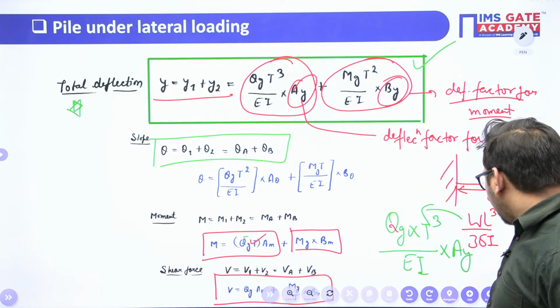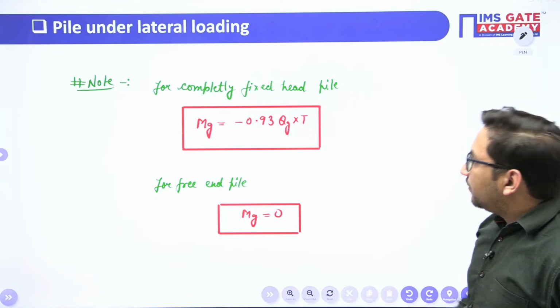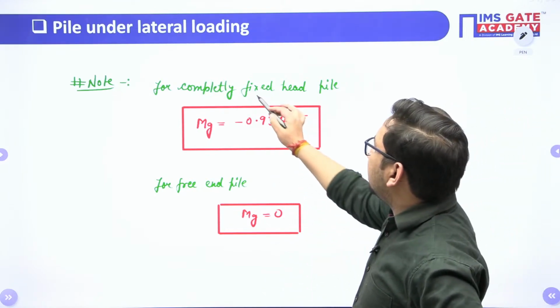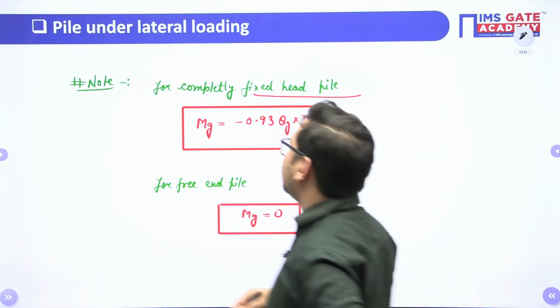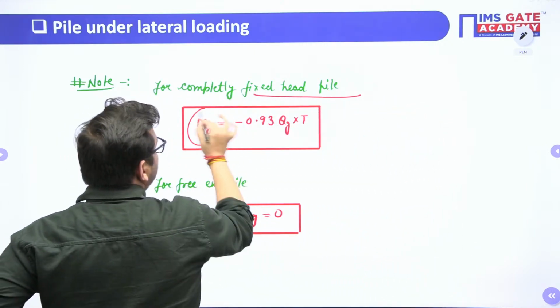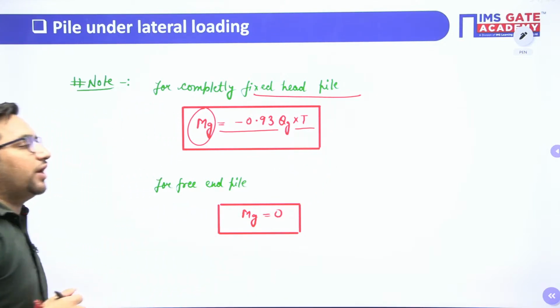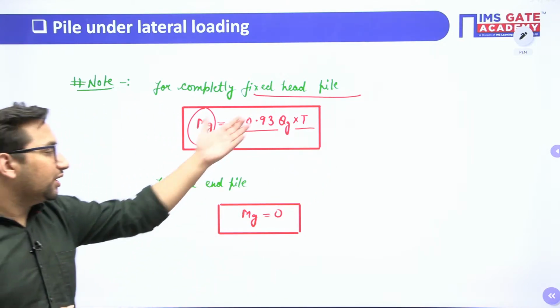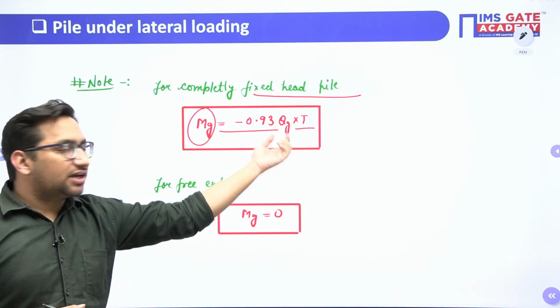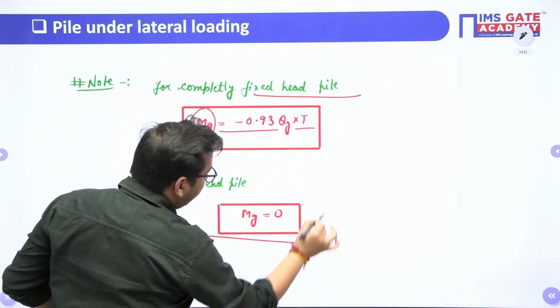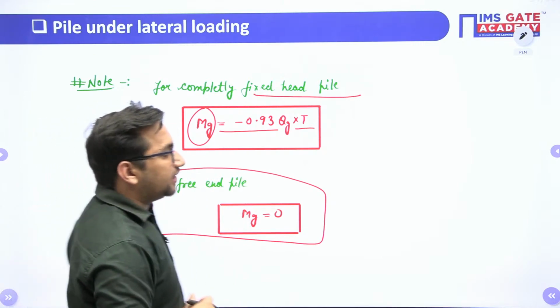Also, I have told you that the moment will be there only when your pile head is fixed. So if your pile head is completely fixed, for that we have this particular formula of calculating the moment, that is minus 0.93 qg into t. Minus 0.93 into qg, that is the load at ground level, into t. Clear? If the pile is a free pile, there will be no moment.